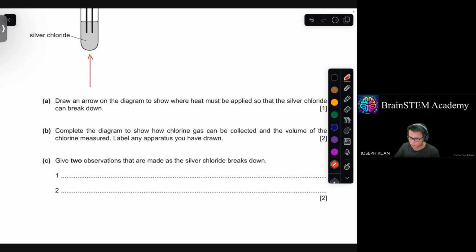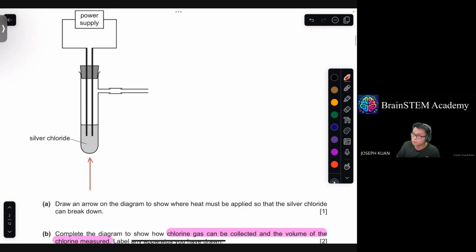Complete the diagram to show how chlorine gas can be collected and the volume of the chlorine measured. Label any apparatus you have drawn. So how can we measure the volume of chlorine, which is a gas? You need to use a gas syringe. So let's draw a gas syringe real quick.